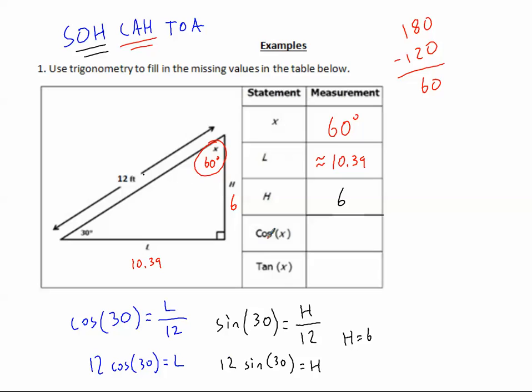So cosine is equal to adjacent over hypotenuse. From here, this is our adjacent side. This is our hypotenuse. 6 over 12 simplifies to 1/2. Tangent is opposite over adjacent. That's our 10.39 over 6. Now this is really kind of gross. It will give you a decimal.